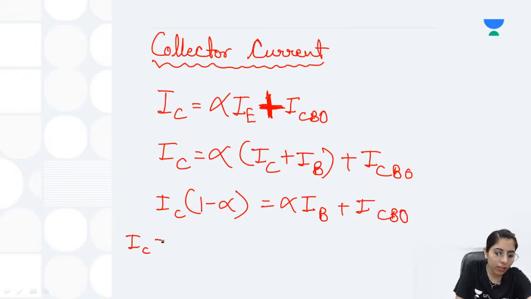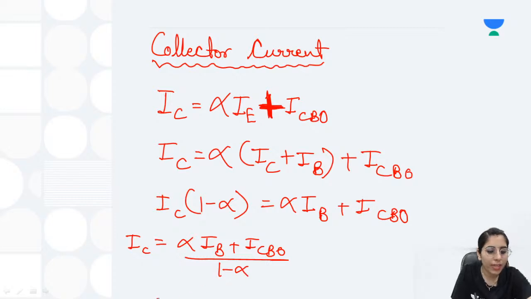IC, that is the collector current in this case, will be what? Alpha IB plus ICBO upon 1 minus alpha. I hope you are getting that. If yes, that's something you are having as the collector current. And if it's clear, that's great. But in case there is any doubt, just mention it. I'll be talking about it too. Okay. And if it is clear, that's great. So that is the final expression for the collector current you will have.